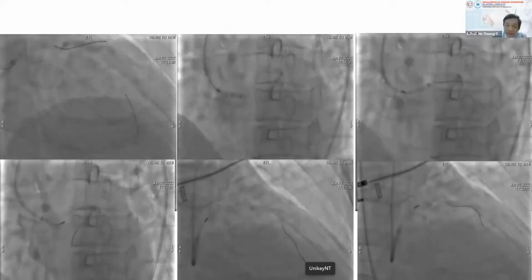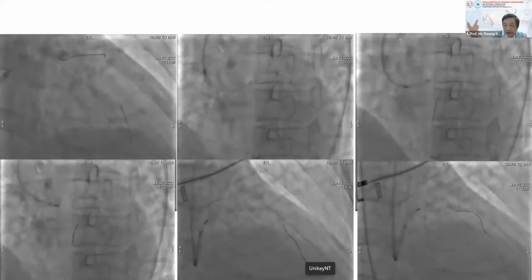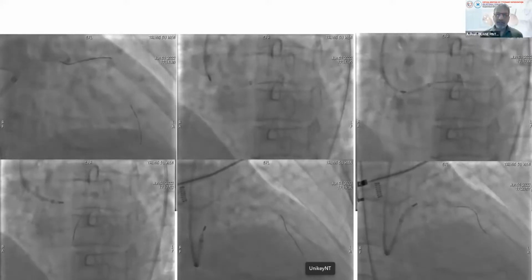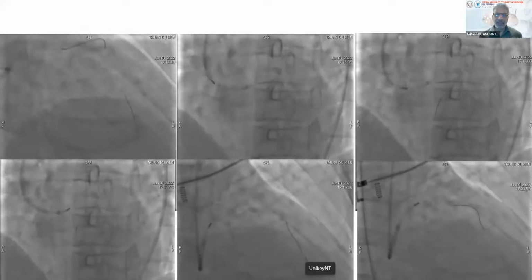I see that you have a balloon or a wire in the circumflex. Yeah, a wire in the circumflex for backup, no other reason. I wonder how big is the guide? The guide is 7 French. I wonder if you could anchor a balloon in the circumflex and try to pull the guide in farther and maybe help deliver, because it looks like it's a guide support problem. Yeah, good idea.